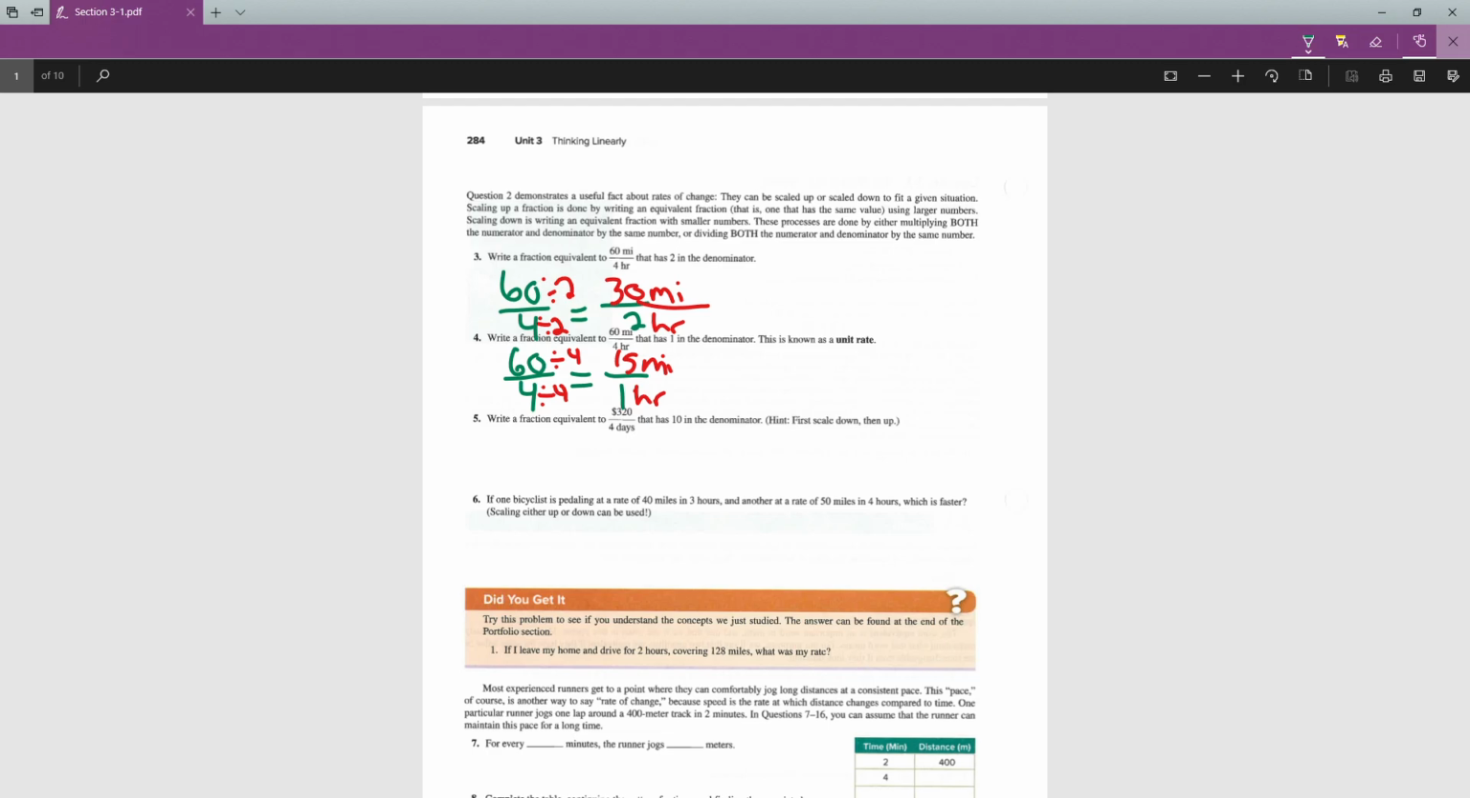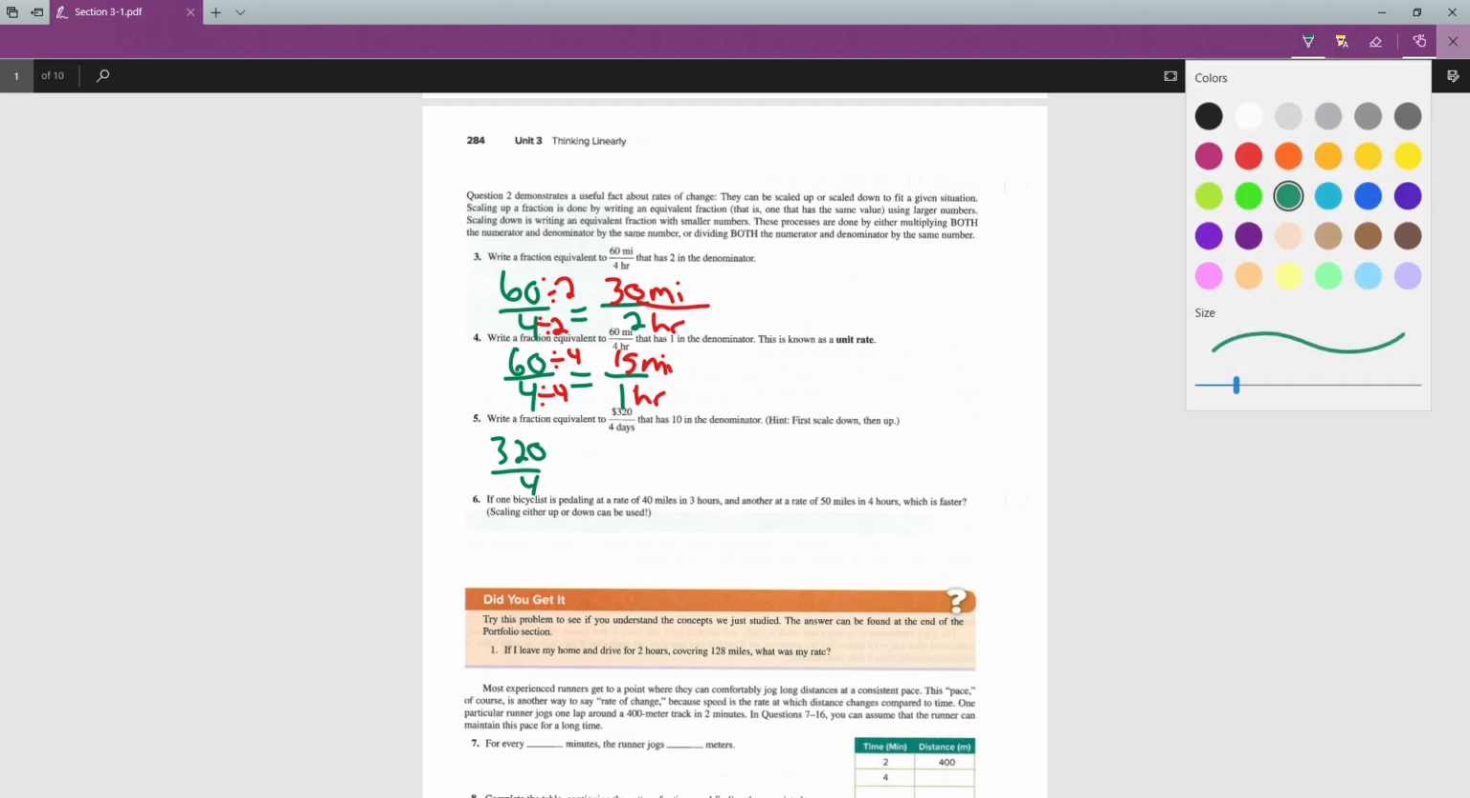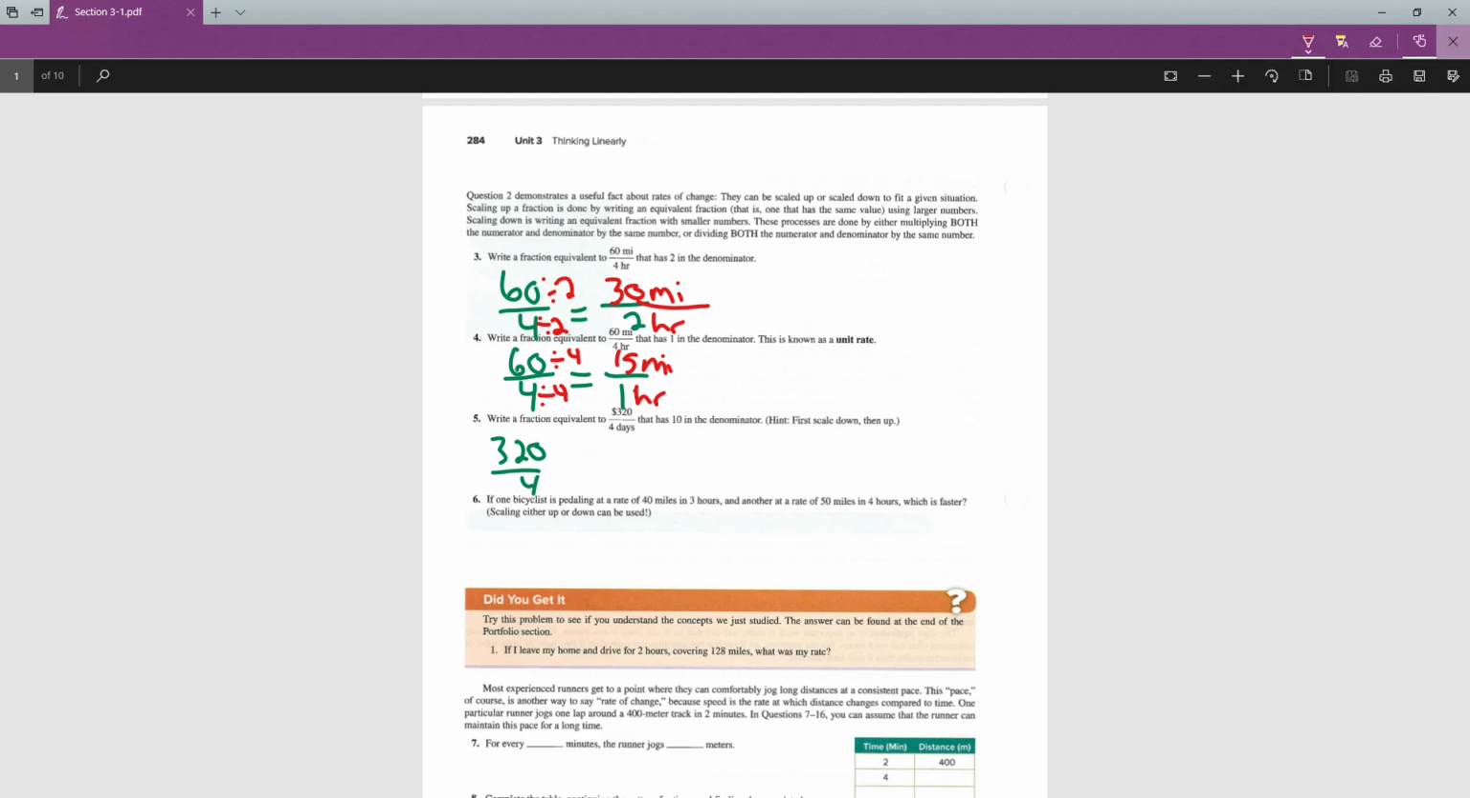The next example asks us to go the other way. It asks me to take 320 over 4, and I'm trying to get to the point where I have a 10 in the denominator. Is there anything easy I can do to 4 to turn it into a 10? Some of you may see it. If you don't, let's do something slightly different. Let's turn this fraction into one that has a denominator of 1. So divide top and bottom by 4 to make a unit fraction.